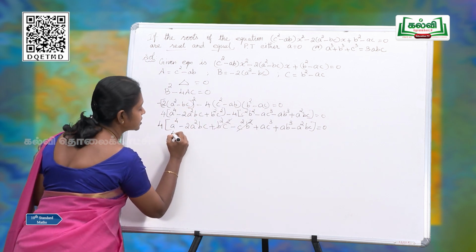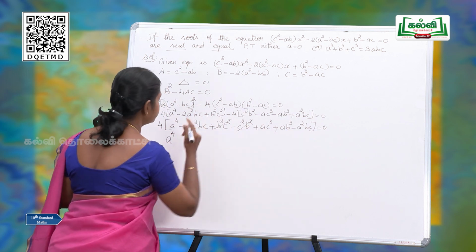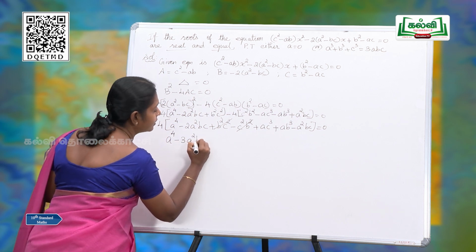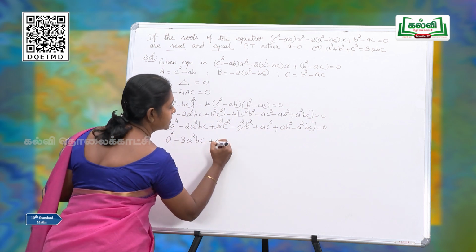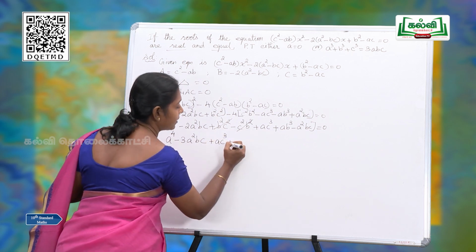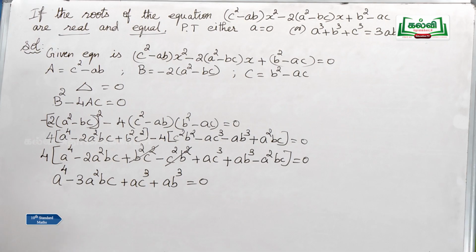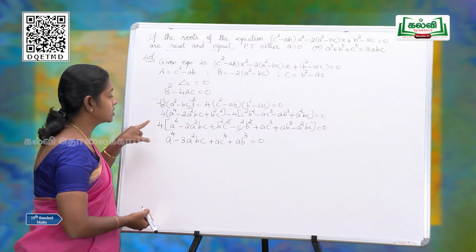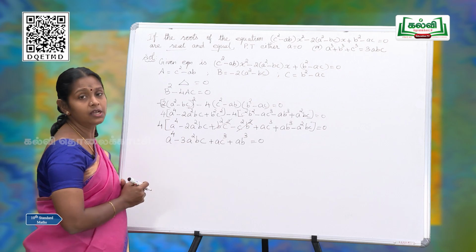So what are the remaining terms? a to the power 4. And I am just merging these two terms. Both are minus, so we should add them. So 3a squared bc. And what are all the remaining terms? Plus ac cube plus ab cube, which is equal to 0. Are you clear? See, do you know now how to reach this step from this step? So this 4 has gone that side. So these two are cancelled. So that's all. This is the answer.